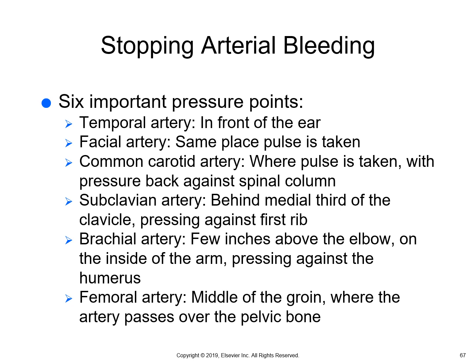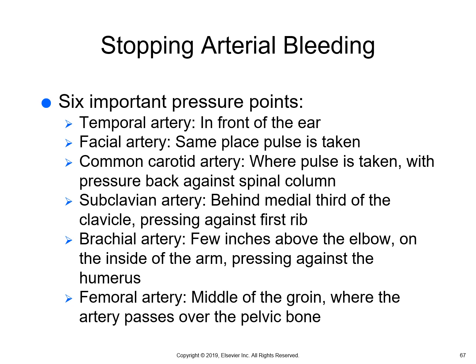Another important pressure point is the common carotid artery. We press up against the spinal column. It can be used for stopping severe neck bleeding, but of course we need to use caution with that one and avoid cutting off circulation to the brain. Another one is the subclavian artery. That one is behind the medial third of our clavicle, pressing against our first rib. It can help stop bleeding in our upper chest or our shoulder area.